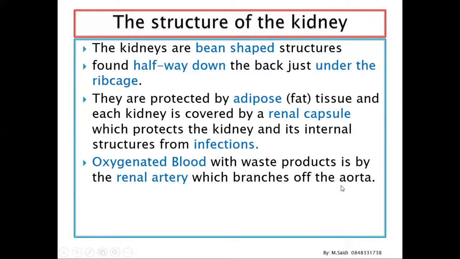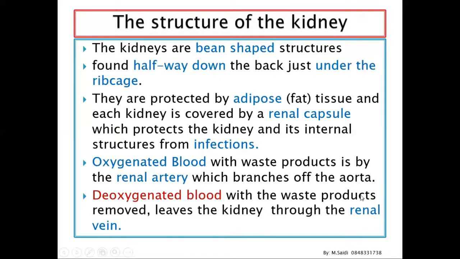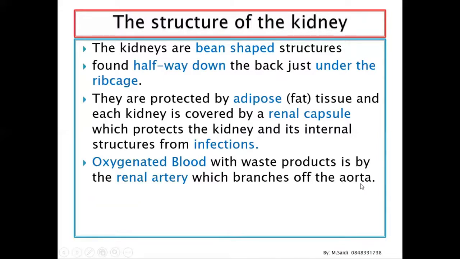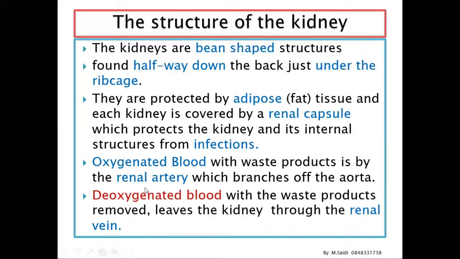The renal artery branches from the aorta. This is what I'm trying to say. The aorta is the major blood vessel in the body. So it comes from the heart. So when this oxygenated blood reaches the kidney, the waste products are removed. Then the blood leaves the kidney through the renal vein.